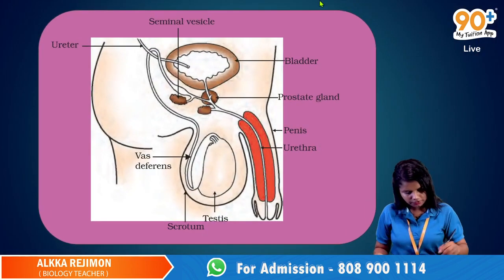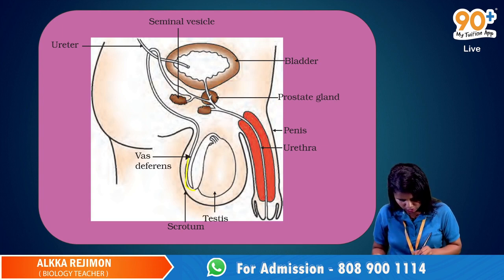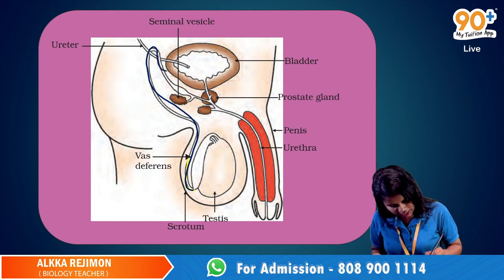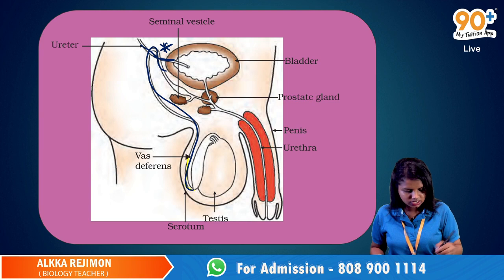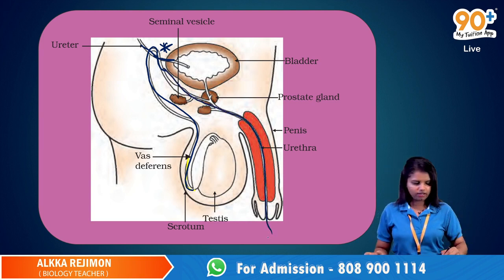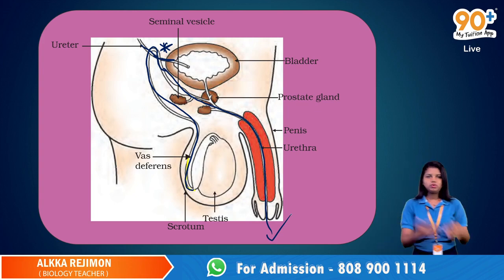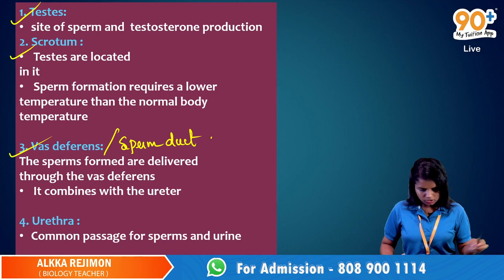Here in the figure you can see this is the sperm duct. So it starts from the, okay, I'll use another color. It starts from the testis, it moves like this, and here you can see it is combining with the ureter. Here it is combining with the ureter, and then it takes the sperm all the way through the penis, and this is the place where the sperm comes out. Okay. So that's pretty much about the vas deferens.